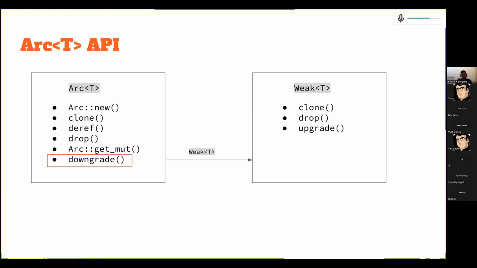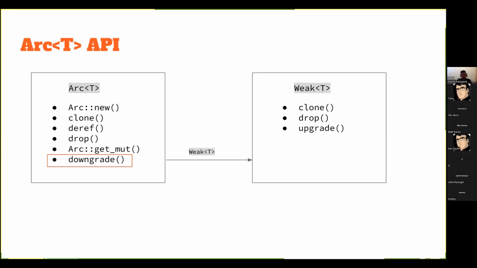Weak is something you need to break a cycle, which is one of the problems with the basic Arc we'll build later. What that means is if you have two Arc objects pointing to each other, then you cannot drop the actual allocation because you'll have at least one active reference all the time. So in order to solve the problem, we introduce Weak.